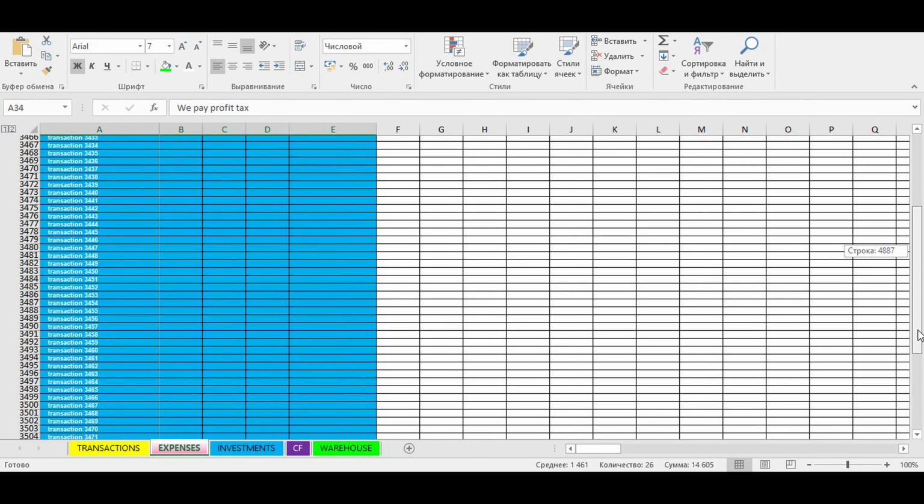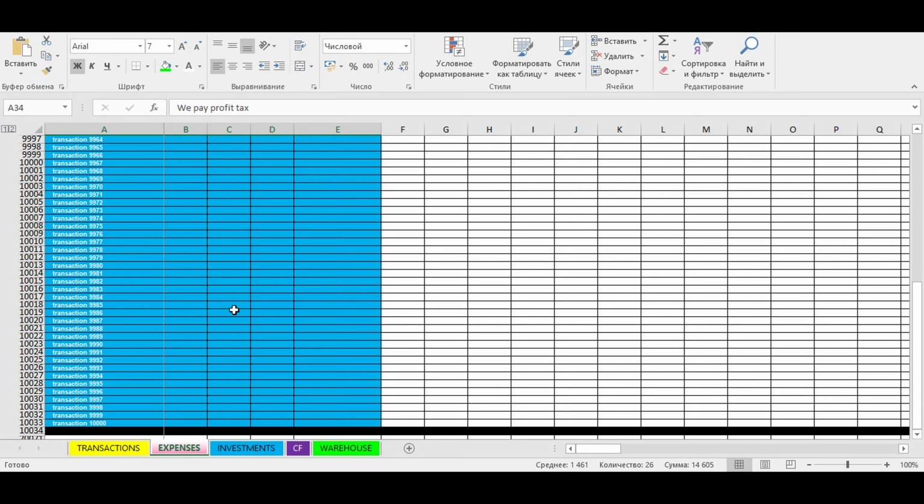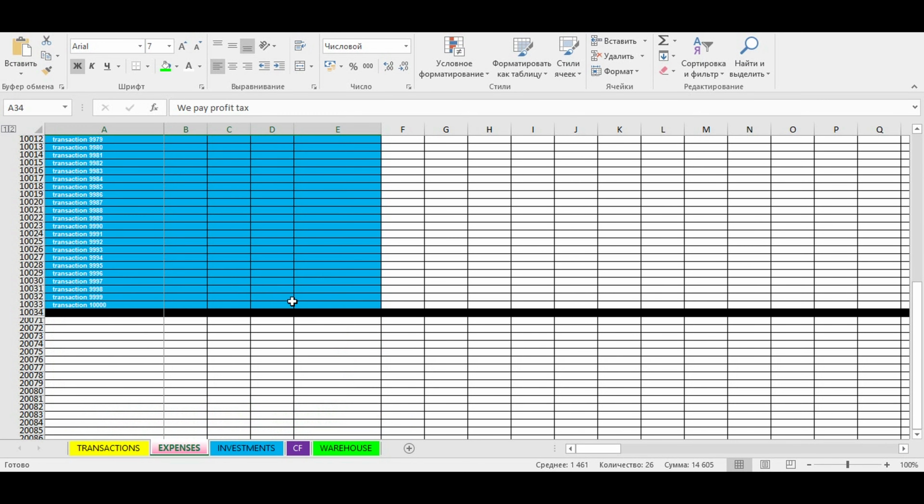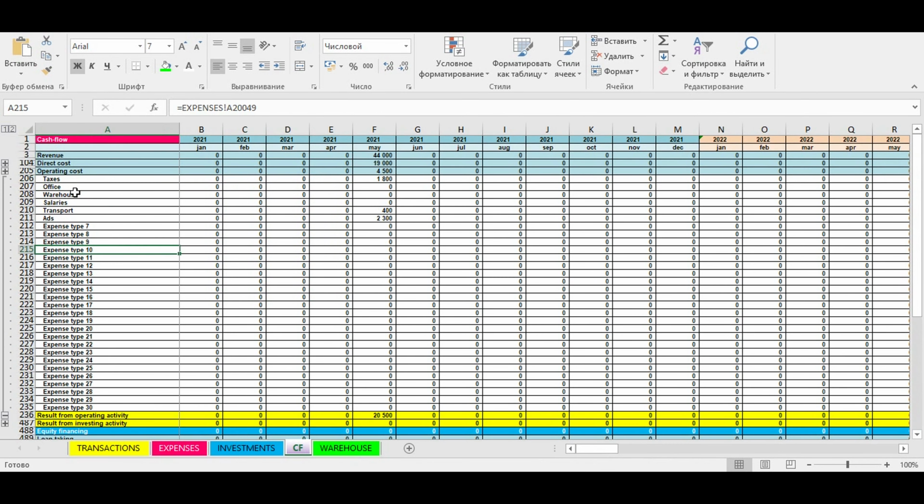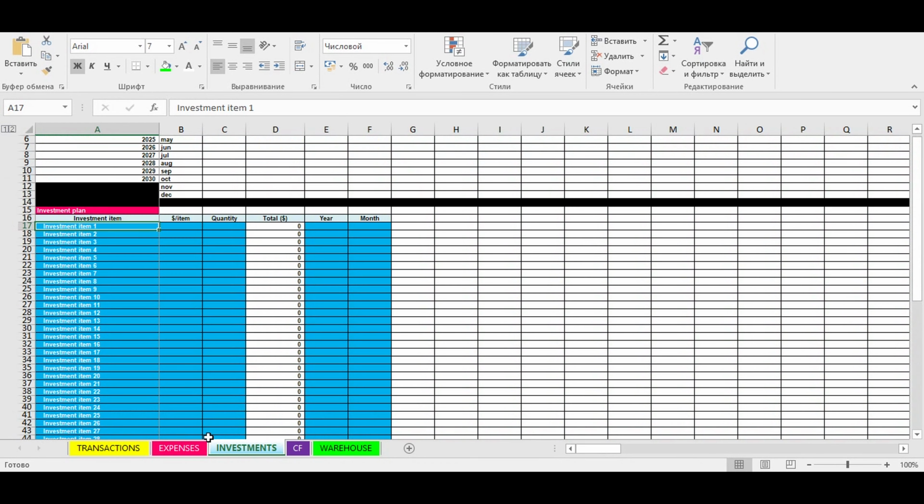And here you have 10,000 transactions that you can fill in, and all these figures will go to cash flow statement, and here you will be able to see the structure of these expenses by their types: all taxes, all office expenses, all warehouses, for example, salaries, advertising.